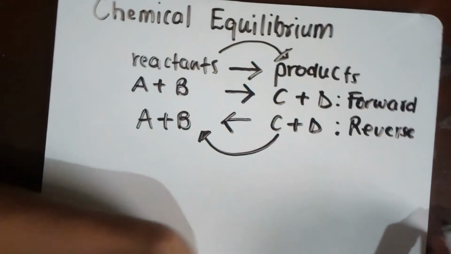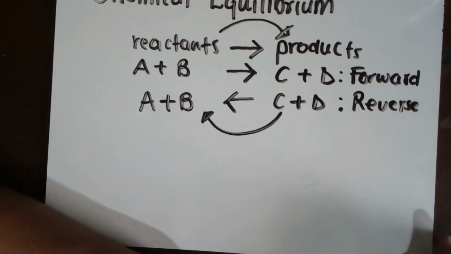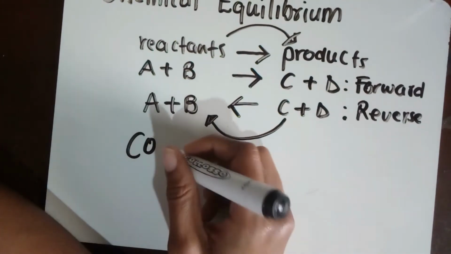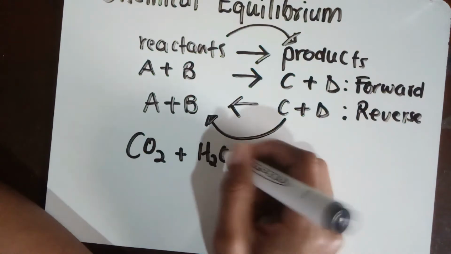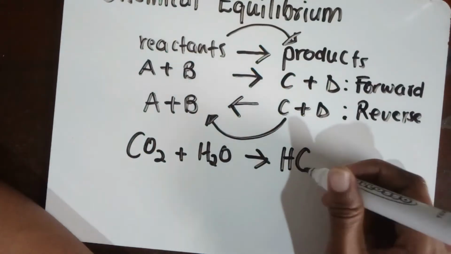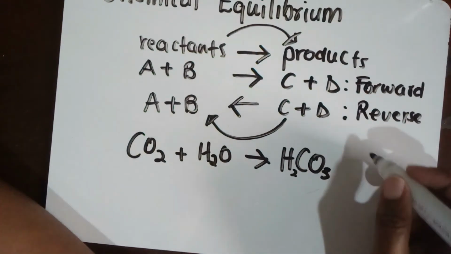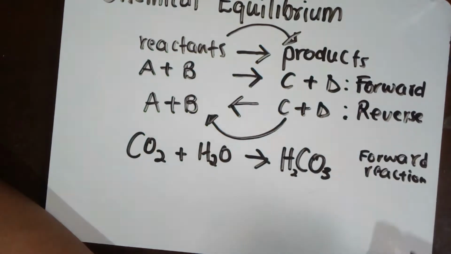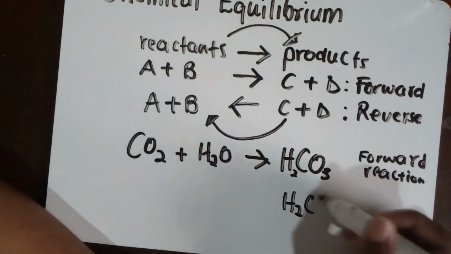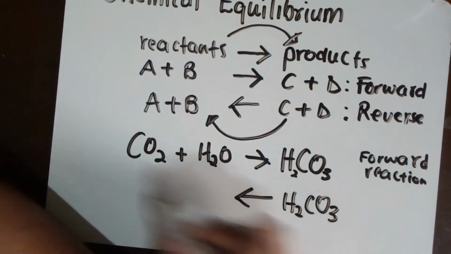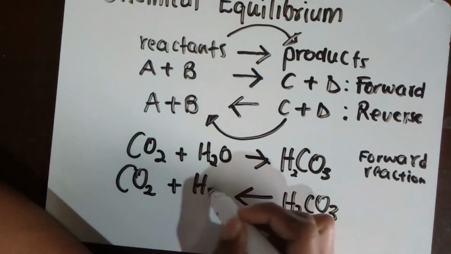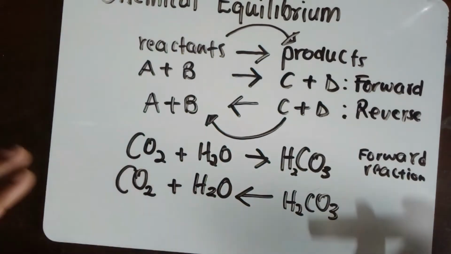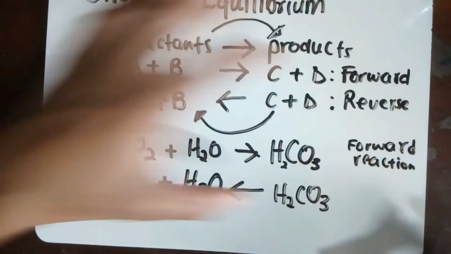Right. Cool. So let us take a more practical example. Let's say we have a reaction between carbon dioxide plus water, and we form H2CO3, right? And we call this our forward reaction. But then it can also happen where H2CO3 is broken down back into carbon dioxide plus H2O, right?